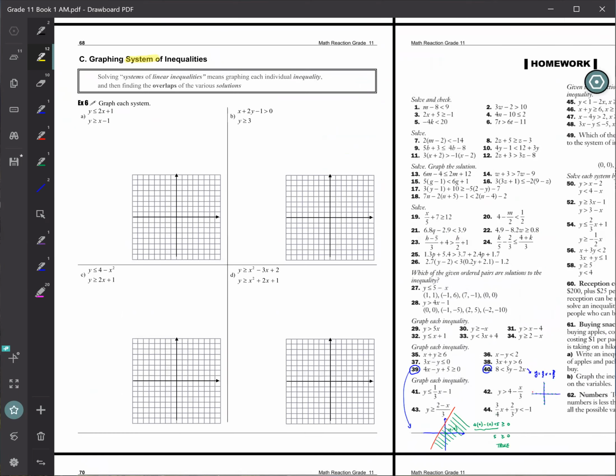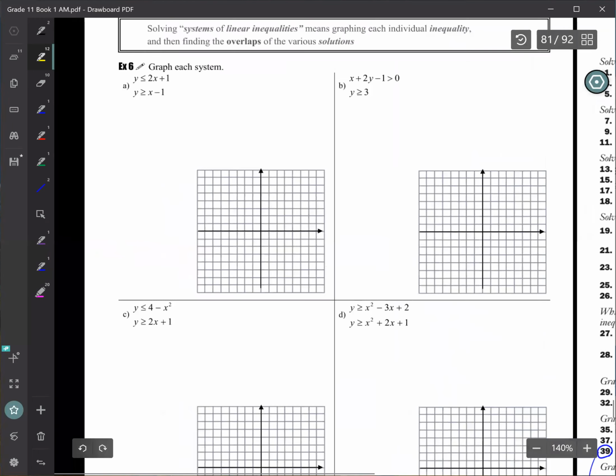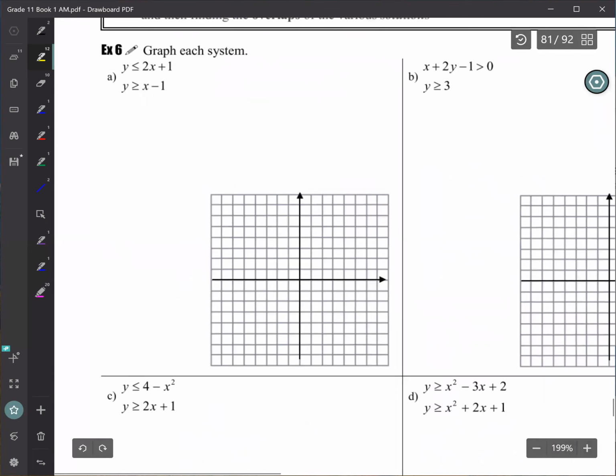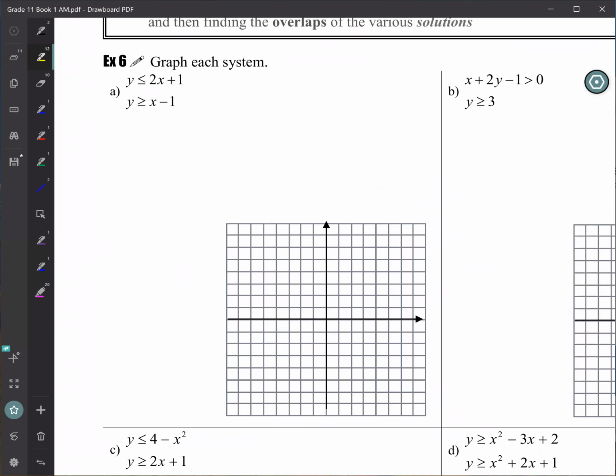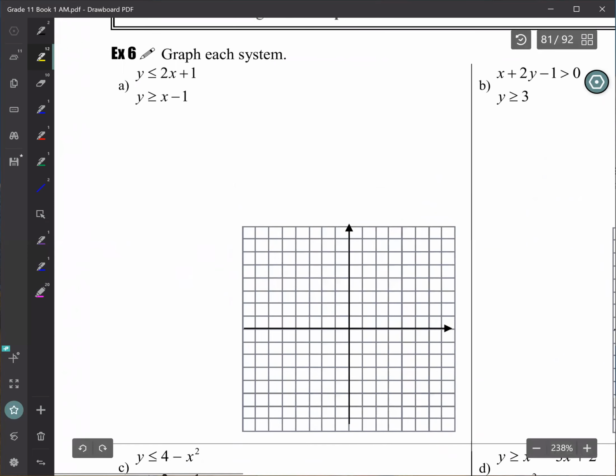So when we do the testing, we test one by one, but then when we do the shading, you only shade the part that both of the graph are true, okay? So I'll go over one example with you together, okay? So over here, we have a system that has both linears, right? There's no square for question A. So graph each one, okay?